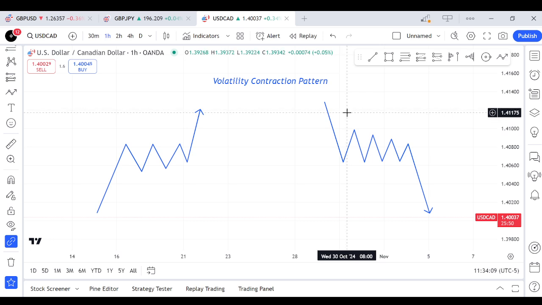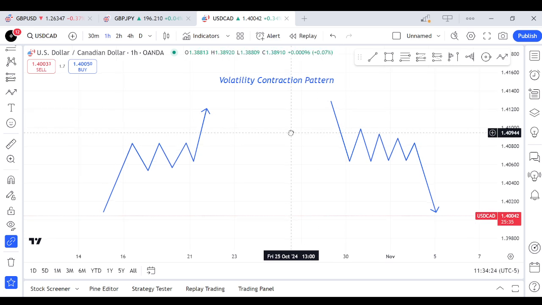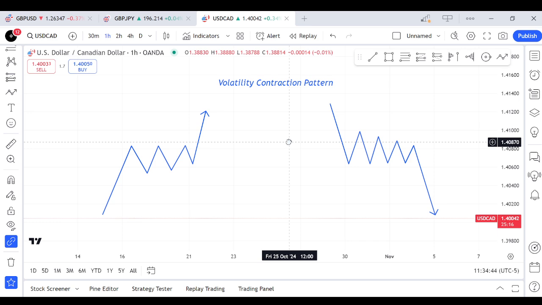So throughout this video, you will learn the exact components that make up a valid VCP setup, the critical timing elements for entries, and the precise methods to manage your positions. So understanding this pattern will enhance your ability to read market conditions and identify high probability setups across any time frame. So stay on to the end as we examine each element in detail, ensuring you can recognize and act on these patterns in your own trading. So let's get started. So first, what is the volatility contraction pattern?